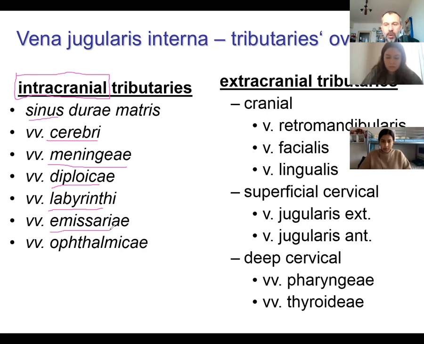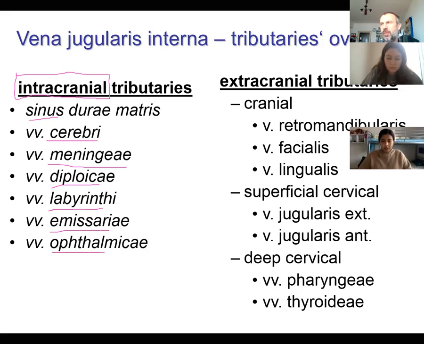Emissary veins, we know all these from the skull, from the openings of the skull, as they interconnect intracranial and extracranial veins. And finally, two ophthalmic veins which drain the orbit via the superior and inferior orbital fissure. That's the overview of the intracranial ones.